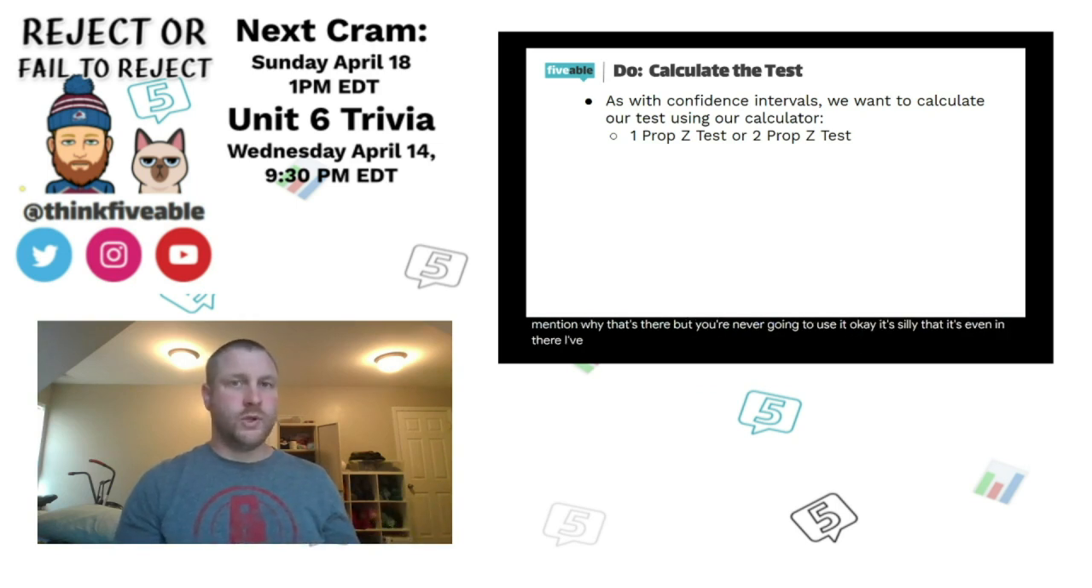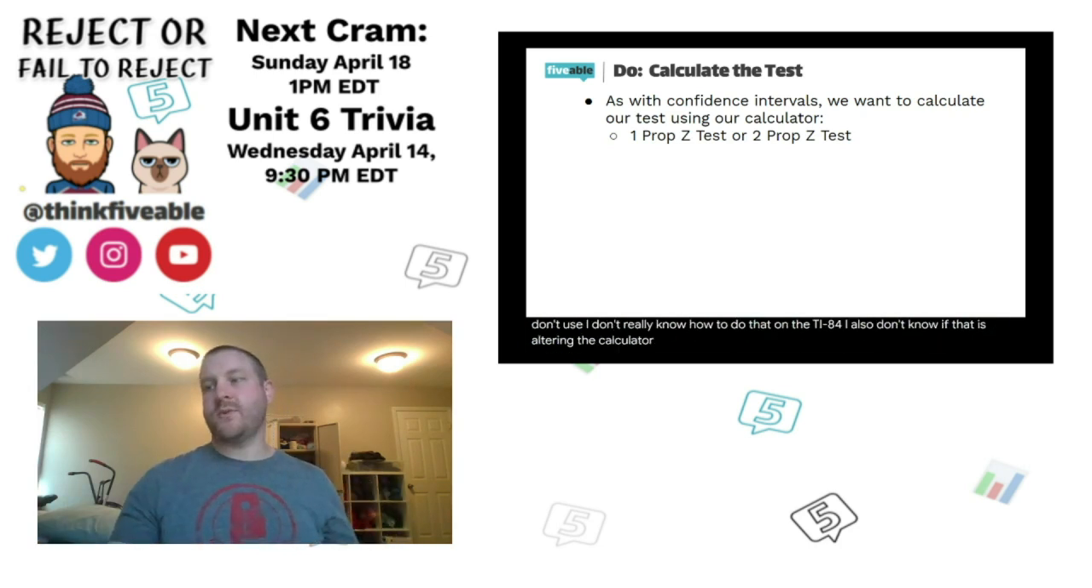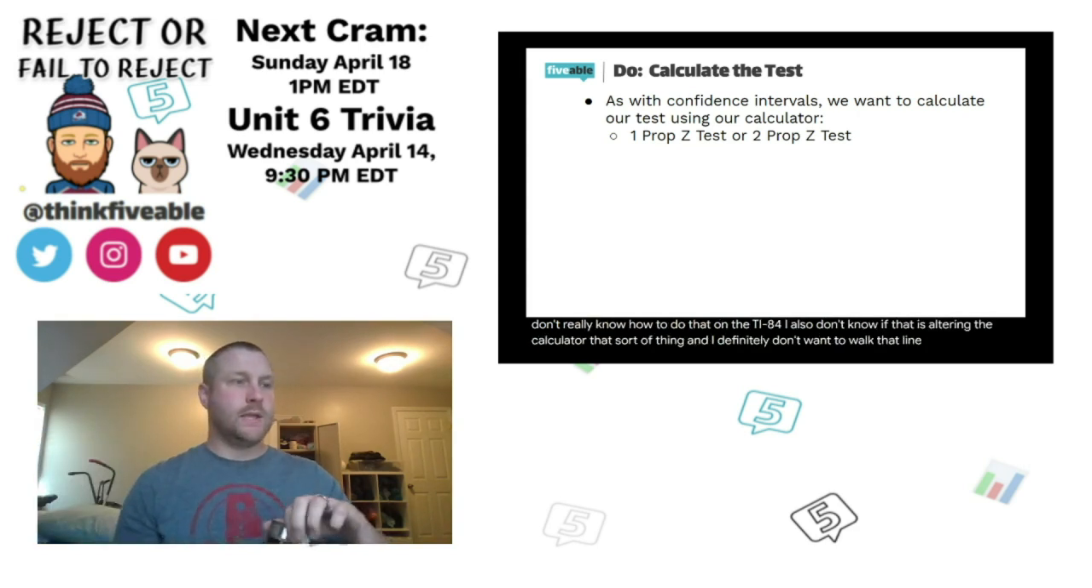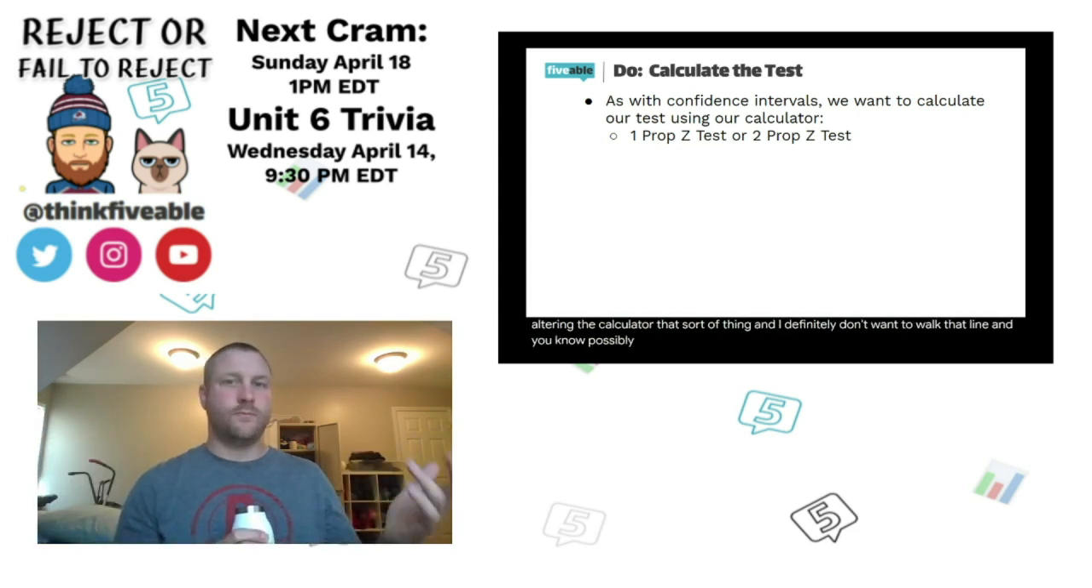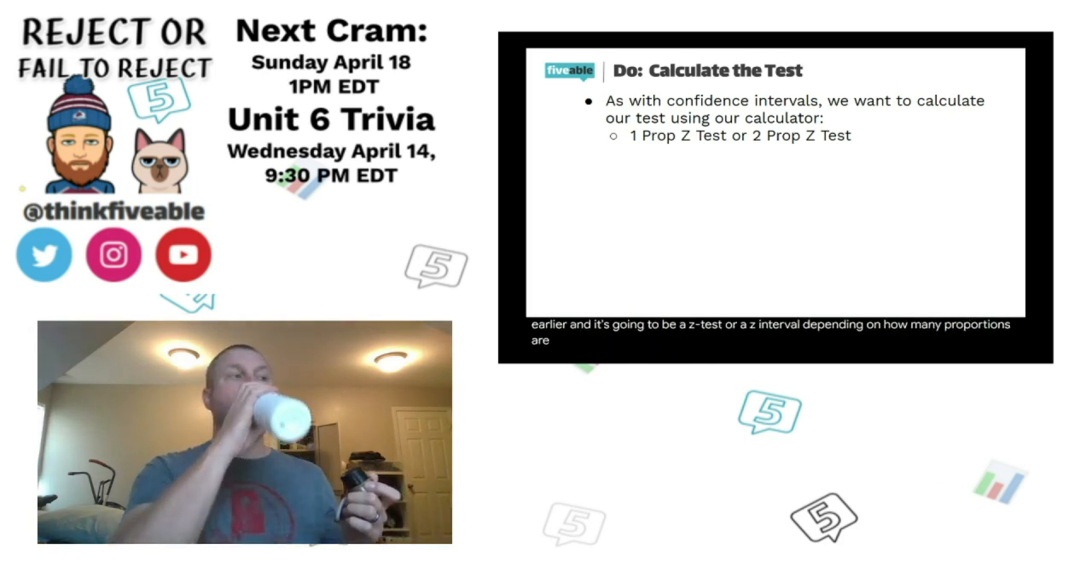I've looked at going into my students' calculators and removing the tests that we don't use. I don't really know how to do that on the TI-84. I also don't know if that is altering the calculator, that sort of thing, and I definitely don't want to walk that line and, you know, possibly break one of AP's rules or anything like that. So it's best just to know that if you're doing proportions, it's going to have prop in front of it, like Sandra mentioned earlier, and it's going to be a Z test or a Z interval, depending on how many proportions there are.